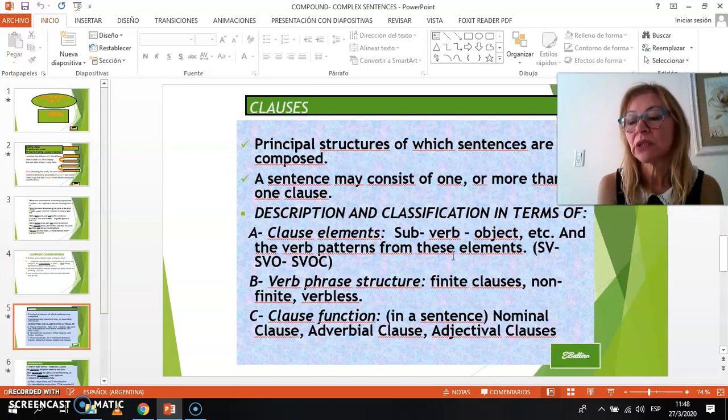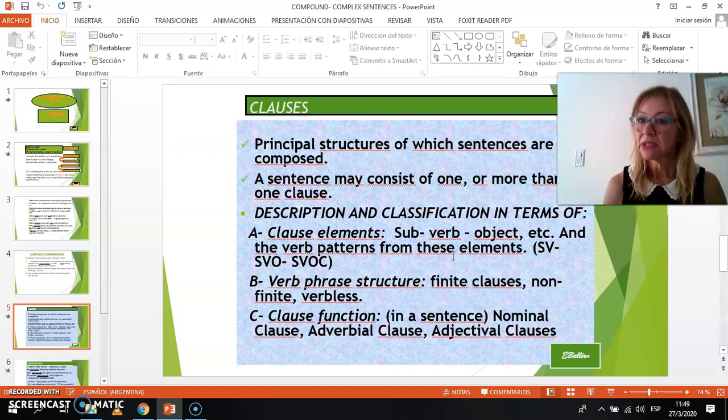Well, and now let's go into clauses. That's just a quick revision and some important aspects to keep in mind. You know that clauses are the principal structures of which sentences are composed. We know that a clause contains two elements that are always present: a subject and a verb. When we speak about sentences, we say a sentence may consist of one or more than one clause. But in order to have a clause, you need two elements, the subject and the verb.